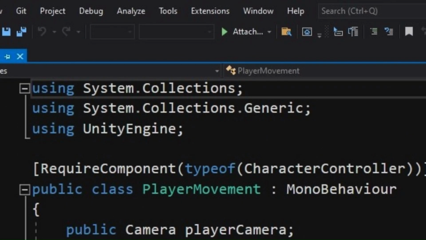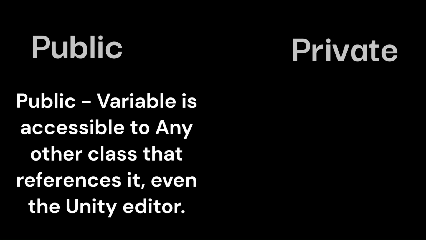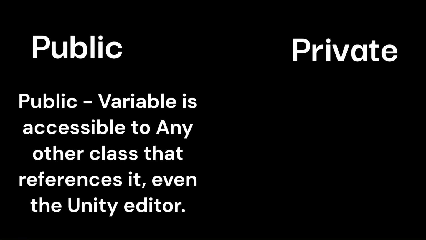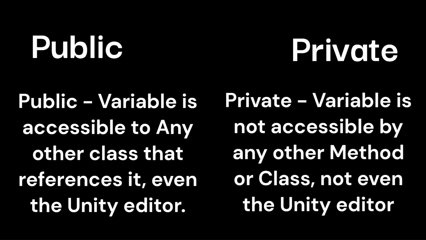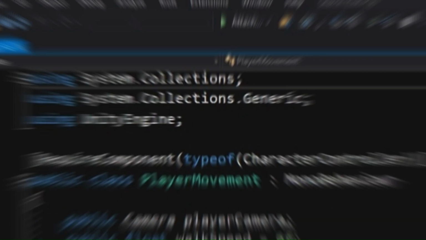So now we need to create a public variable for our camera. There are 2 kinds of access in Unity. The first one is public and the second one is private. I'll tell you the difference between them. A public variable is accessible to any other class that references it, even the Unity editor. A private variable is not accessible by any other method or class, not even the Unity editor.